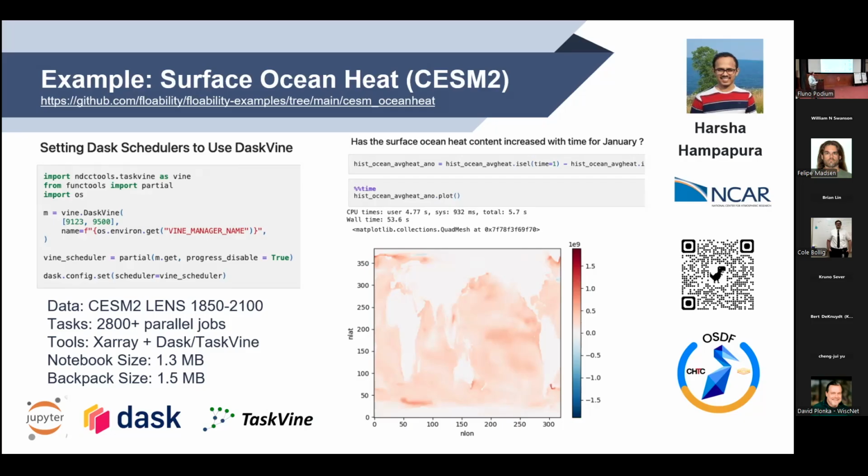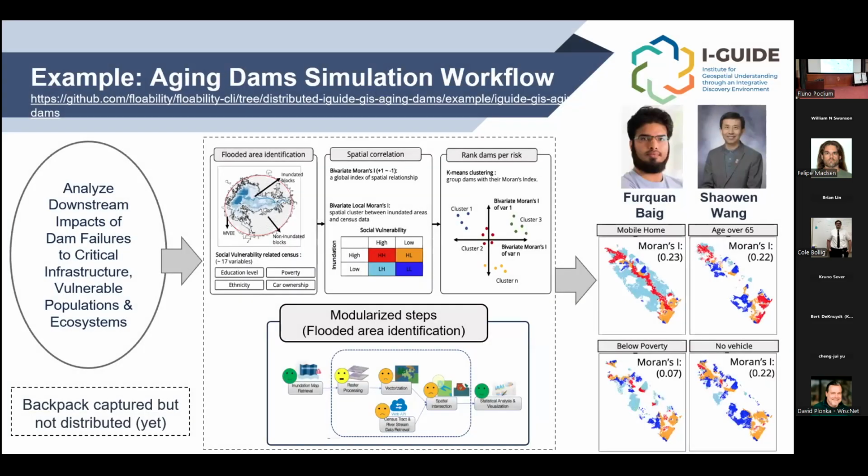And this particular job is using Dask to pull these down and then in parallel compute things like, has the surface ocean heat content increased with time over January of every year, and produce these lovely visualizations in the notebook. So yeah, so this is all backpacked up, and we can run this at a couple of sites. I'll get to that in a minute. Here's another application that we're working on.